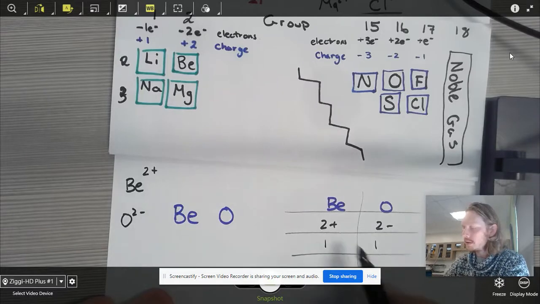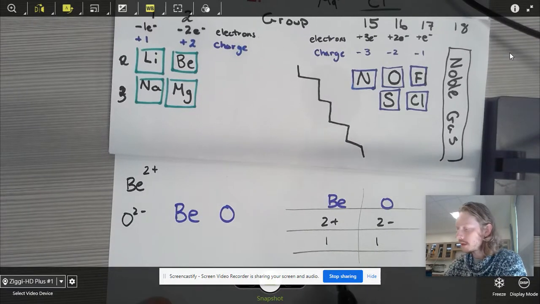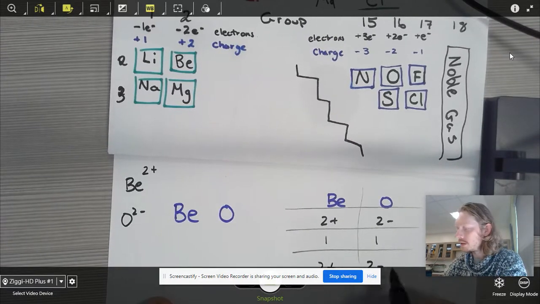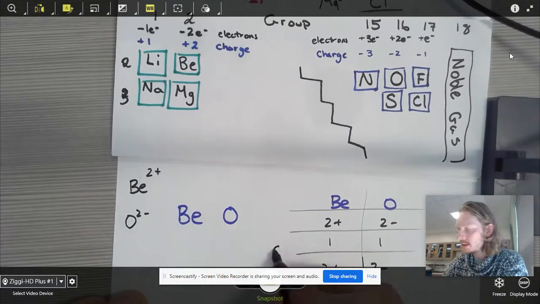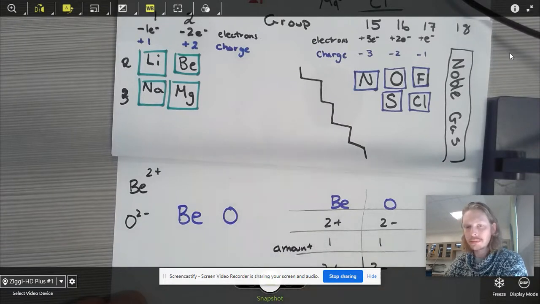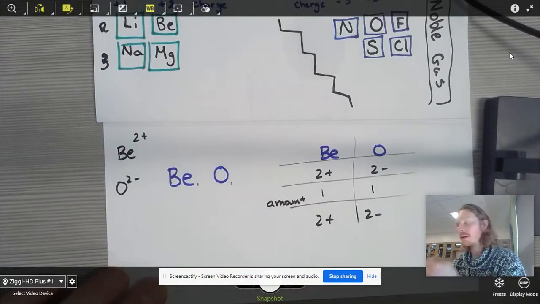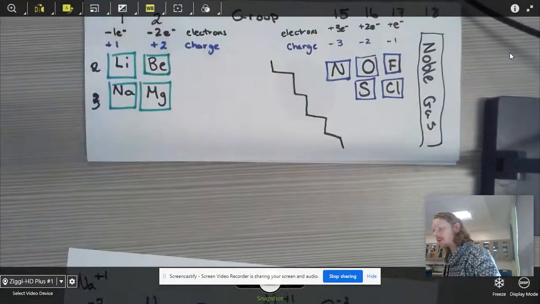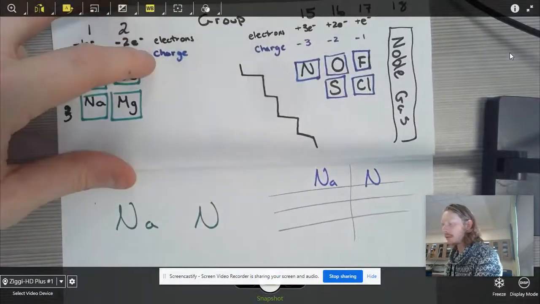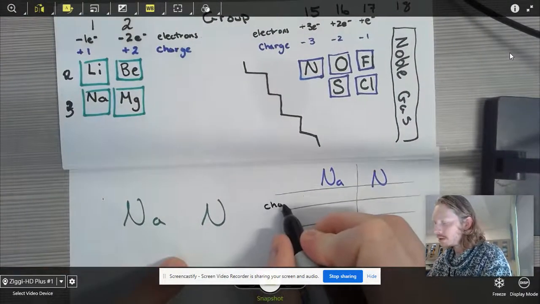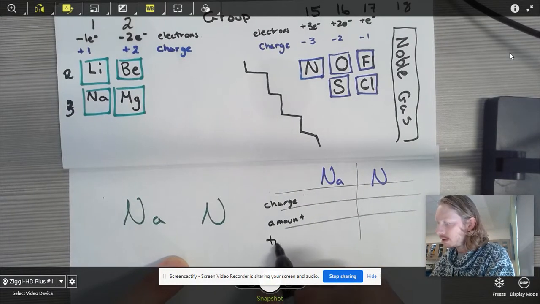And this is where that cross comes in, we have to make sure that it's in lowest terms. So the total charge is 2 minus, 2 plus, and we need 1 of each. This is the amount. We need 1 of each, so we don't need to write it in. Okay, next one. Sodium and nitrogen. So I'll just put the charge, the amount, and the total charge.